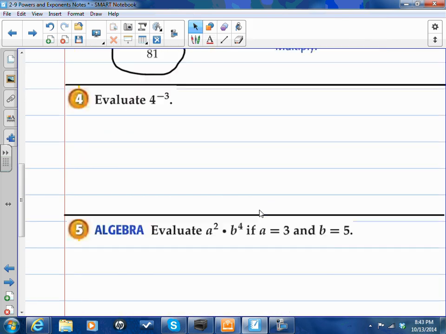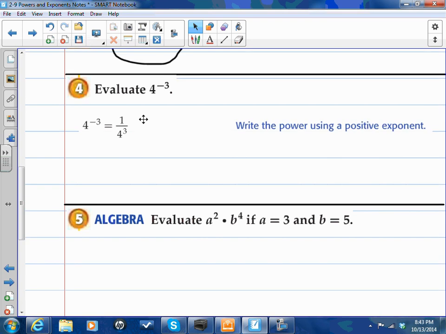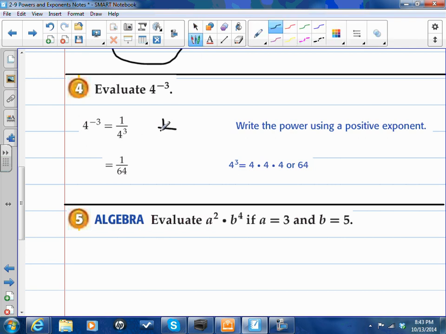Why don't you give the next one a try too. This one has a negative exponent, so 4 to the negative third is really 1 over 4 to the third. So we write the power using a positive exponent by doing that multiplicative inverse, or reciprocal, and flipping that over. Hopefully we also know that 4 to the third is 1/4 times 1/4 times 1/4. And 4 times 4 is 16, times 4 again is 64.